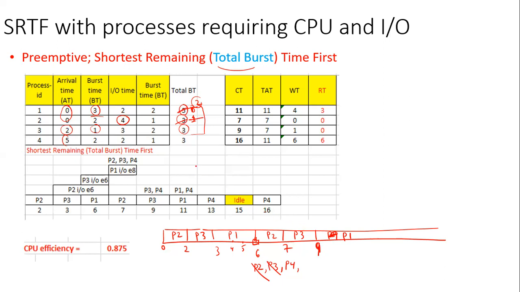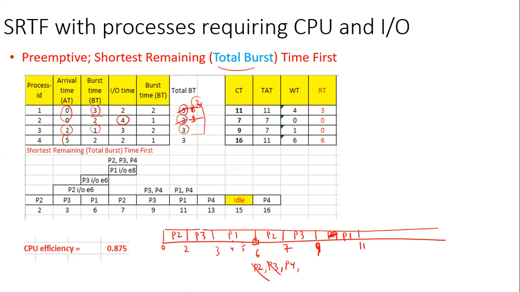Now what? P4, how many units are left here? P4 is not taken. 3 units. So P1 will finish at 11, no? Is it not 11? Because 2 units are left out, right? So you finish at 11. So P4 is the only one which is left out now, right?